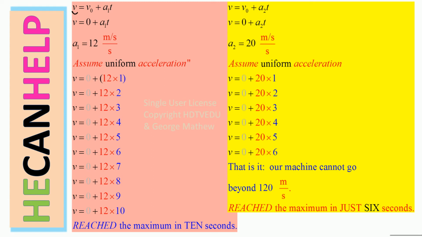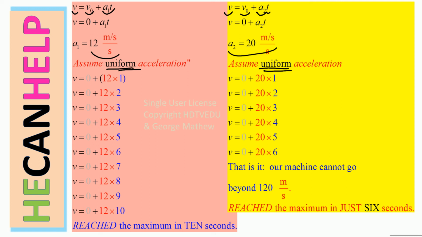Final velocity is equal to initial velocity plus acceleration times time. Final velocity for the second car equals initial velocity plus acceleration times time. Please don't forget, we are assuming uniform acceleration. Acceleration is how much your velocity changes every second. Acceleration 1 is 12 meters per second every second. The change of velocity is 12 meters per second every second. The acceleration 2 is 20 meters per second every second. The velocity changes by 20 meters per second every second.